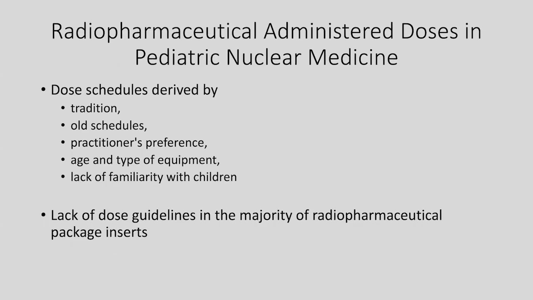Radiopharmaceutical administered doses in nuclear medicine have always been determined in the past by tradition, old schedules, practitioner's preference, age and type of equipment, and lack of familiarity with children. Particularly in the younger age group, the package insert of the radiopharmaceutical does not provide information about recommended administered doses. And so practitioners have used their personal criteria to determine what dose to be administered.